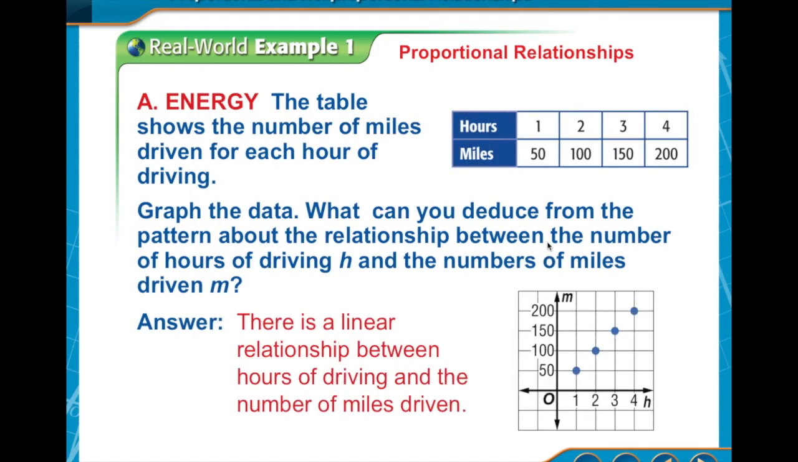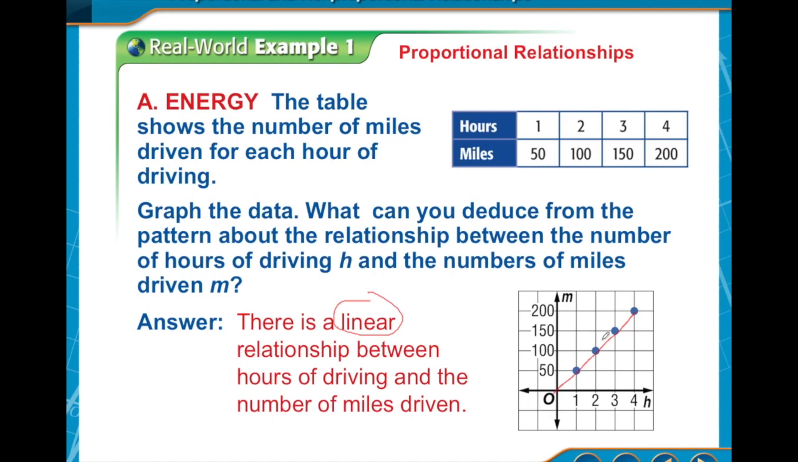So what do we know about the hours and the miles? How are they changing together? Well, their relationship is linear, since this would form a line between these points. So it's linear between the hours of driving and the number of miles driven. Those two things change in a constant way, because notice a line is straight, it doesn't bend, it doesn't curve, it keeps going in the same trend.